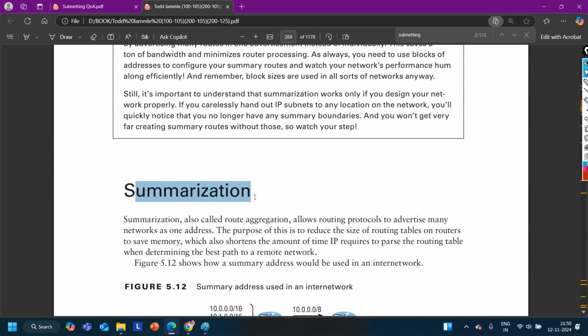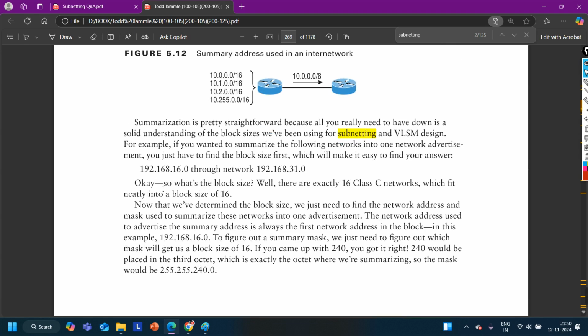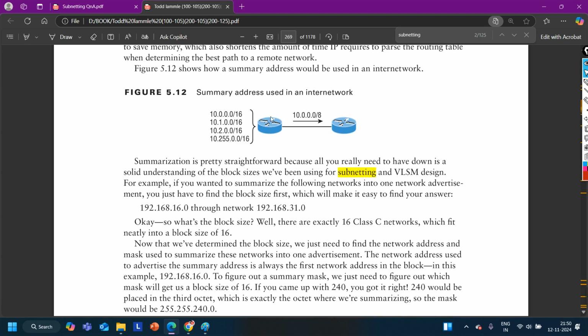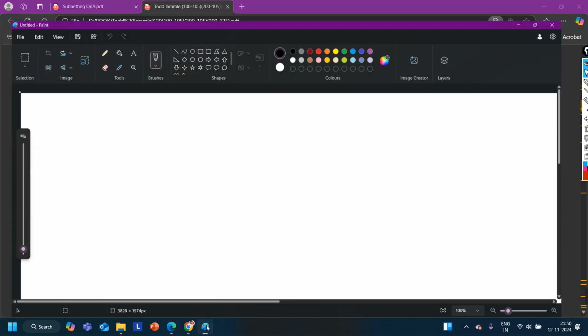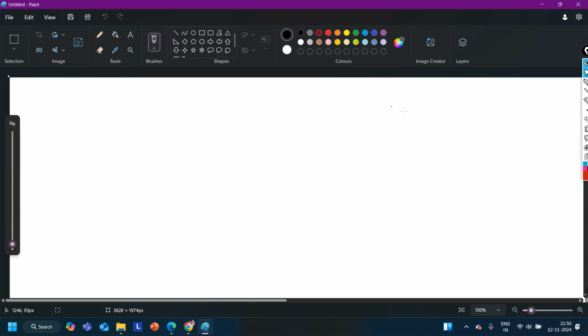Here we have summarization. We'll see the summarization in the routing module. Here also you can learn: subnetting is what? Dividing a large network into smaller networks. And summarization is what? Combining multiple small networks into a large network, where subnetting is required.